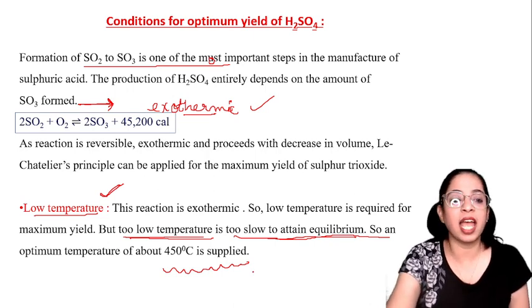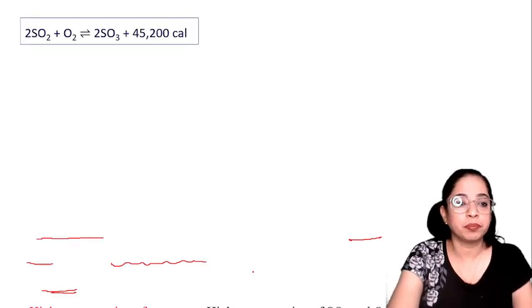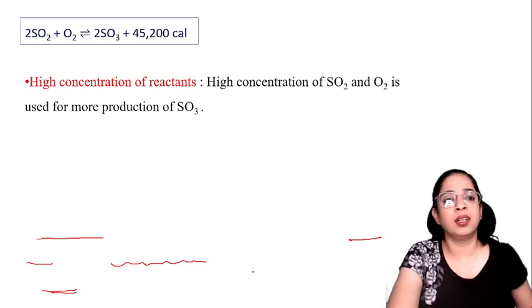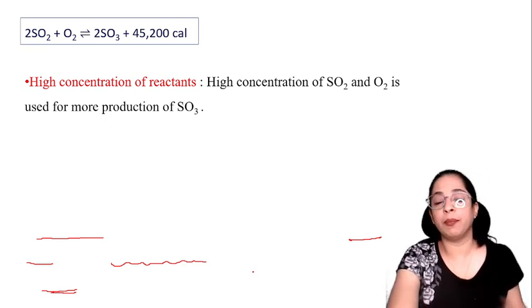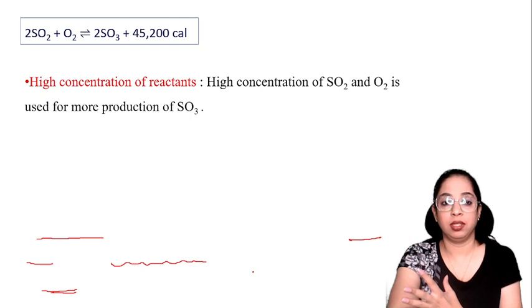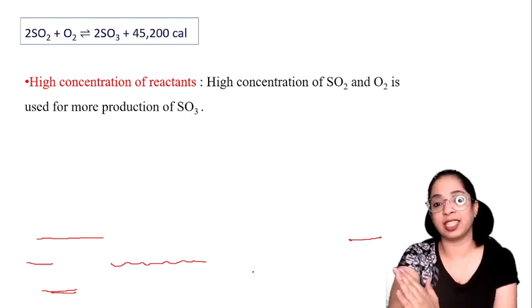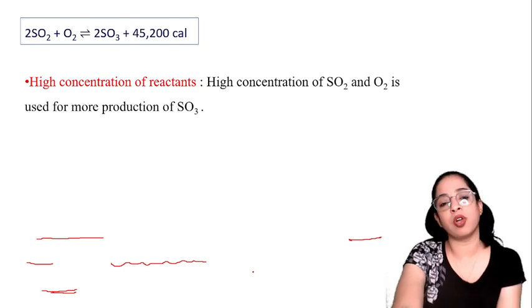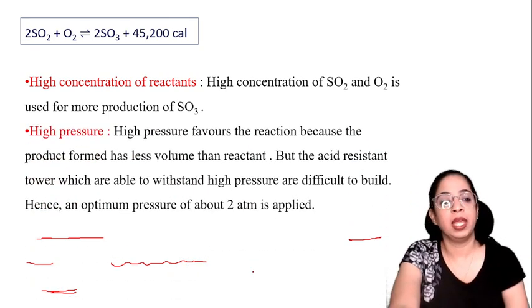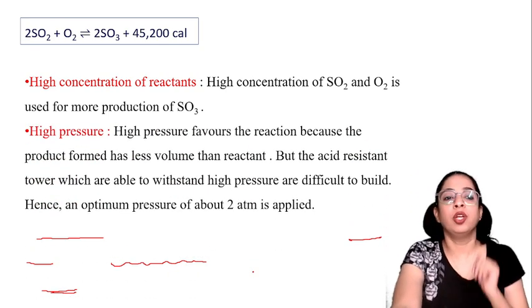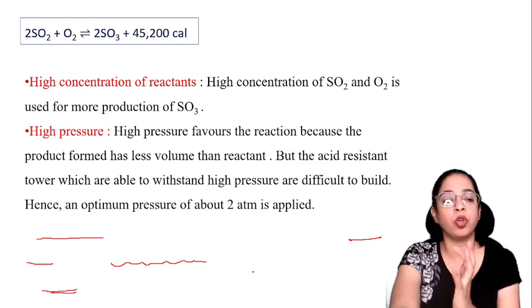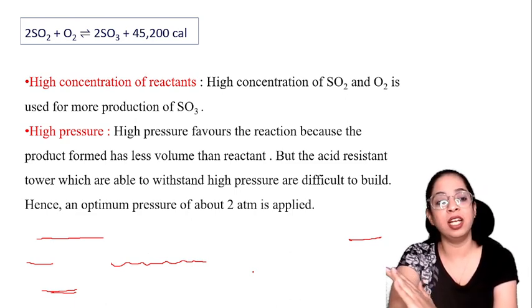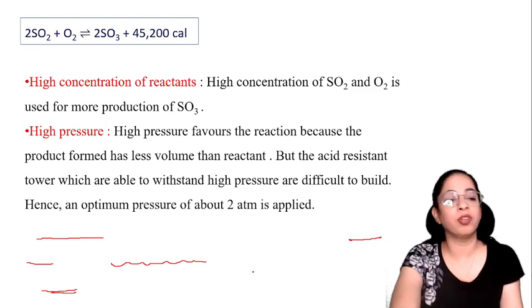Now, since the reaction has only 2 molecules on the product side, okay, fewer molecules on the product side, according to Le Chatelier's principle, the concentration of reactants has to be high. Next, you see 2 molecules, the volume is less on the product side. So the pressure has to be high on the reactant side.